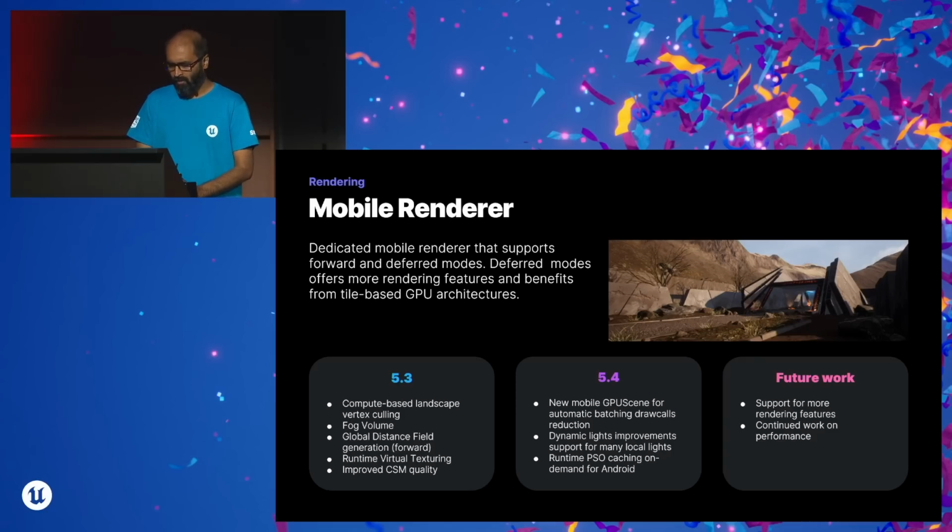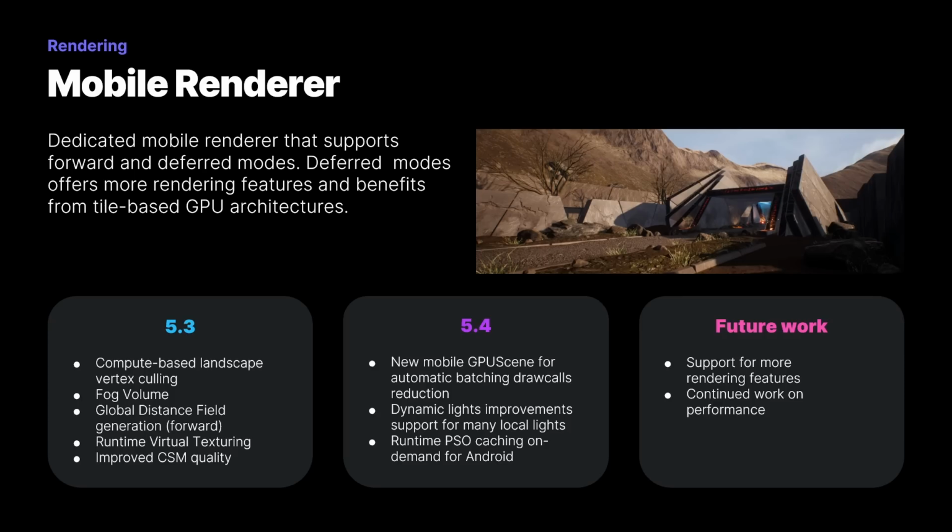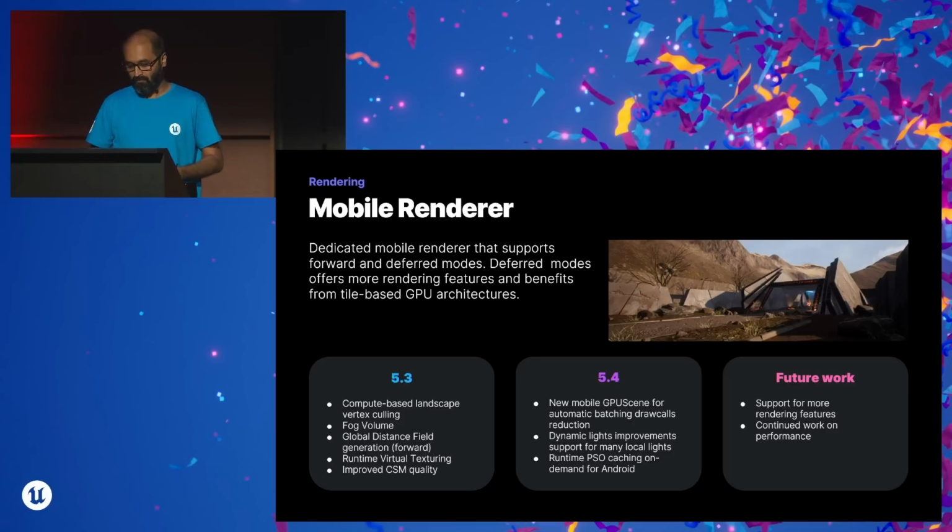With 5.4, there is a new mobile GPU scene, which will automatically batch draw calls for you, essentially reducing the number of draw calls you need to do. There's also improvements on dynamic lights. So if you have a party game on mobile where there's a disco party going on, you can add a lot of dynamic lights. And there's also runtime PSO caching so that your shaders are cached before your players launch into the game.